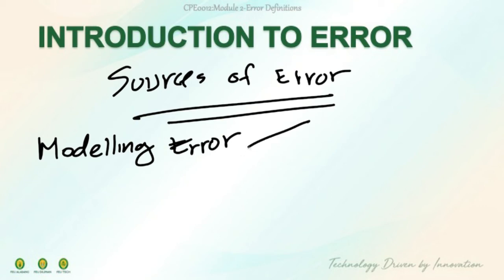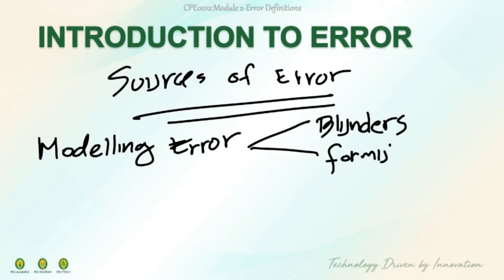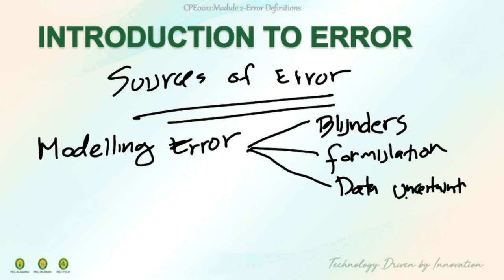We have blunders, which are just human mistakes. We have formulation error, and then we have data uncertainty. So we have blunders, formulation error, and data uncertainty. These are different types of what I would call modeling error. As I said, blunders are just human mistakes.